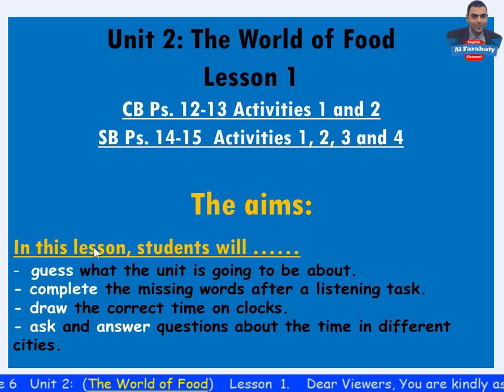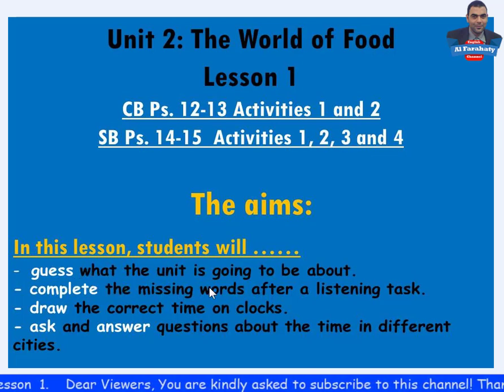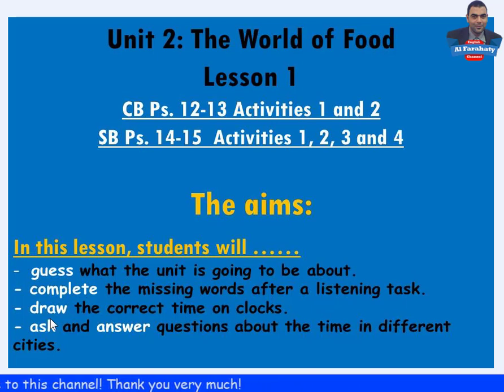The aims. In this lesson, students will guess what the unit is going to be about. Complete the missing words after a listening task. Draw the correct time on clocks. Ask and answer questions about the time in different cities. Let's go to page 14 of your skills book.